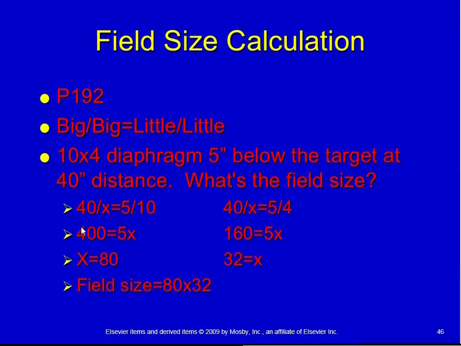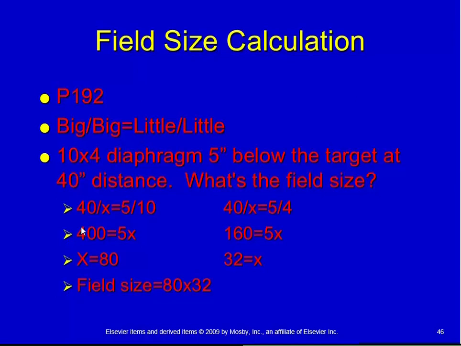So in a ratio type problem, as long as you set up your variables so that you're comparing the same things across from each other, then it doesn't matter which one you put on top and which one you put on bottom. So what I recommend that you do is get familiar with the formula and refer to it as big over big is equal to little over little. So you've got two big things and you've got two little things.